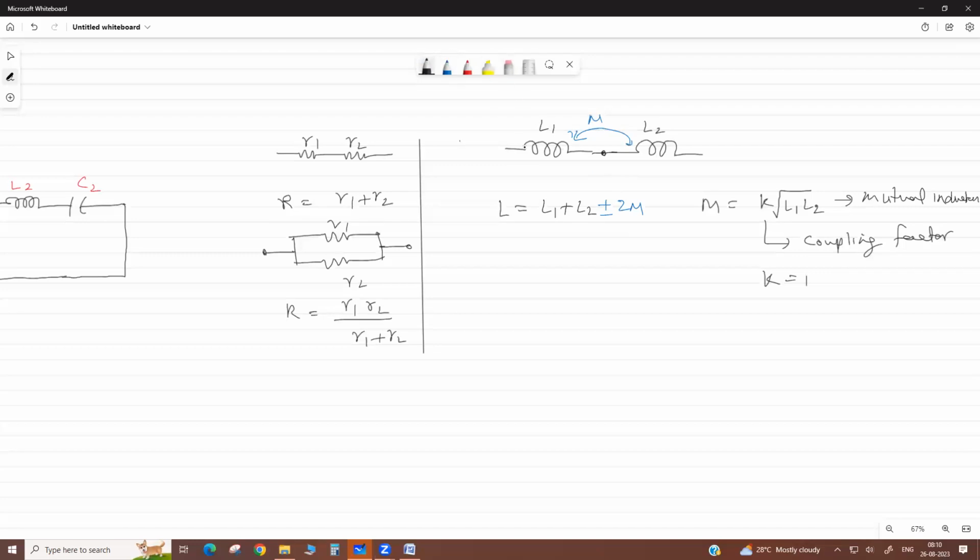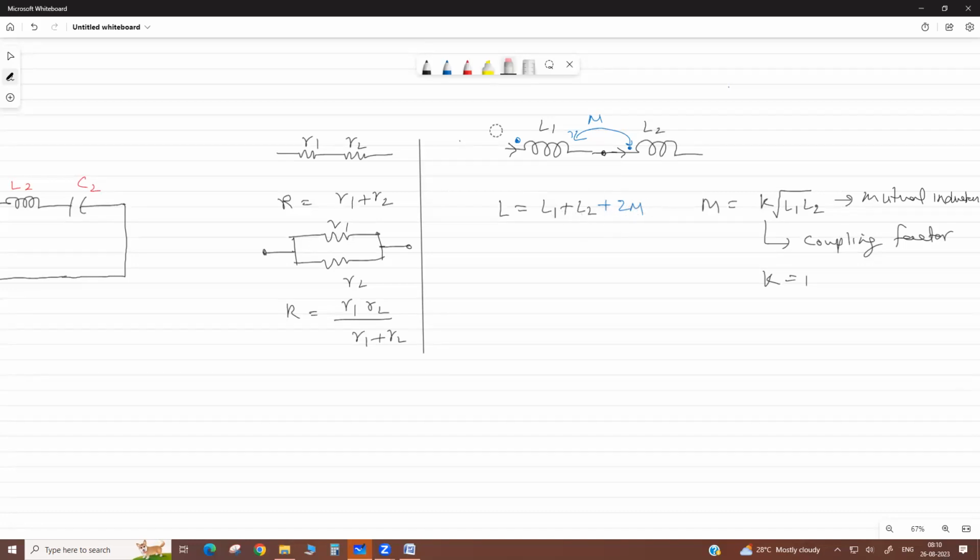Suppose there is a dot rule in a coil. This is your dot. If you take a coil, there is a dot. It means if current is entering both coils at the dot, then it is plus. Their fluxes are in the same direction; the flux produced by coil 1 and coil 2 are in the same direction.